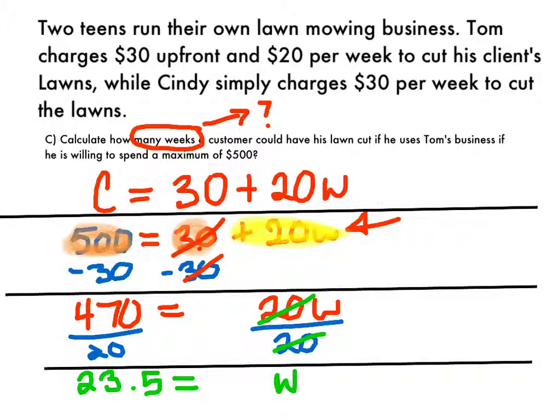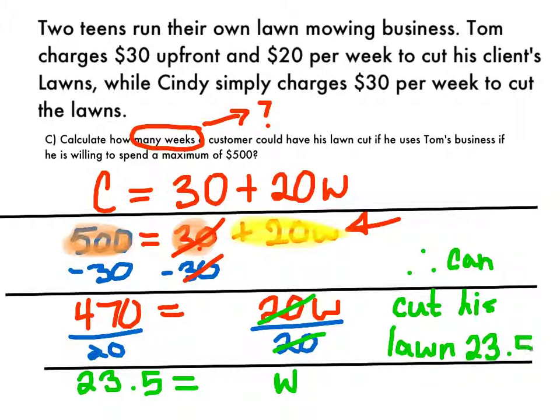And we know, therefore, this customer can cut his lawn 23.5 times for $500.